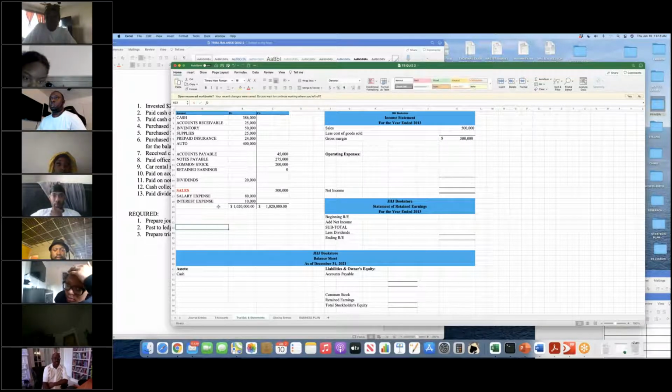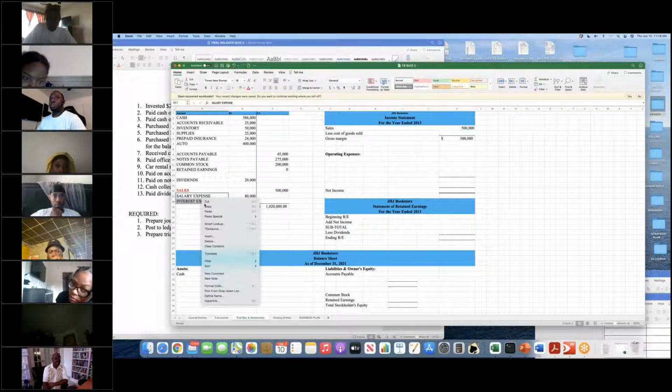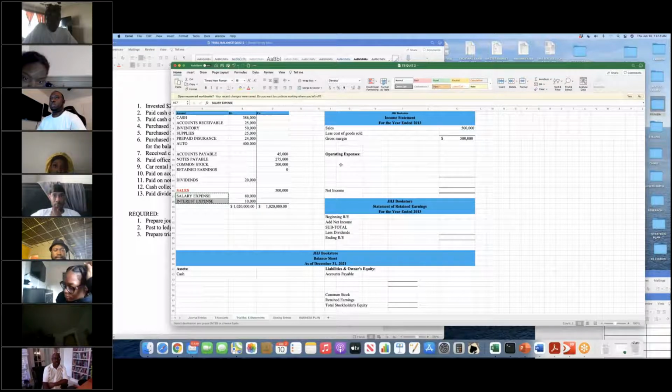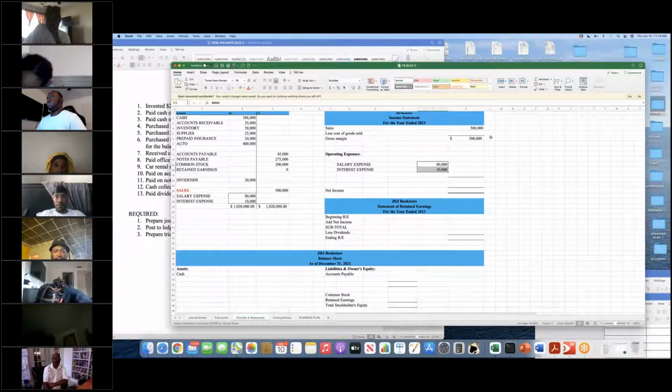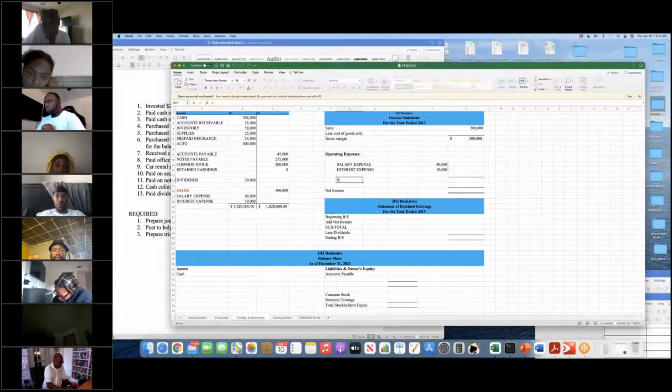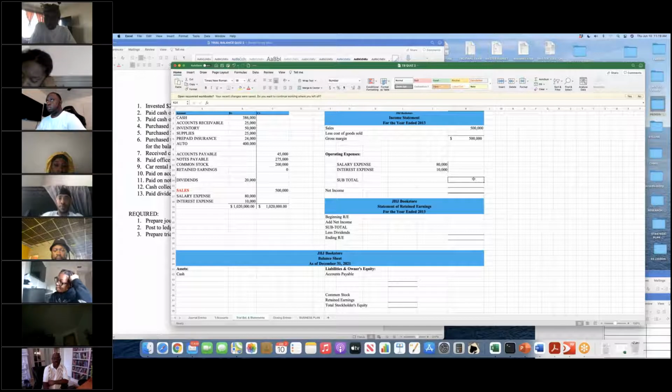Then for our operating expenses, since that's all we have, we'll copy our operating expenses, the ones we have, and we'll just put them in this box here. Then we'll go through and copy our amount for the operating expenses. Copy. And we'll paste them here. So we got our operating expenses in now. So we're gonna subtotal those operating expenses. We know that's gonna be what? $90,000.